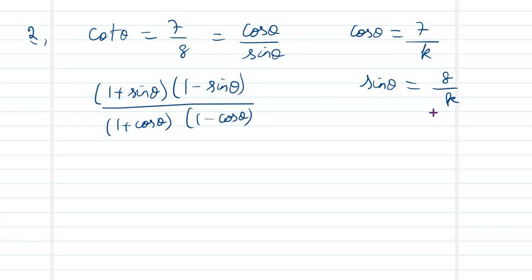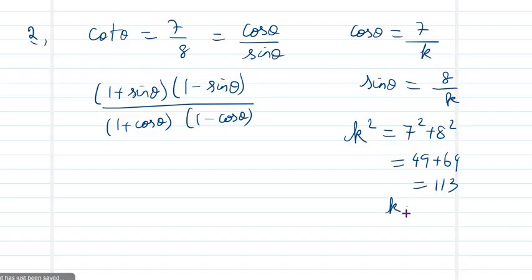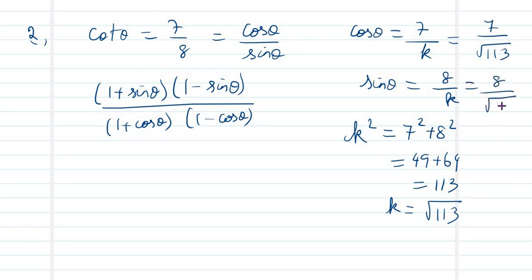Since k has to be the hypotenuse, we just apply the Pythagoras theorem to get the value of k. k square is equal to 7 square plus 8 square, 49 plus 64 equals 113. So the k value is equal to square root of 113. So are we getting the value of cos theta and sine theta? Cos theta is 7 by root 113 and sine theta is 8 by root 113.